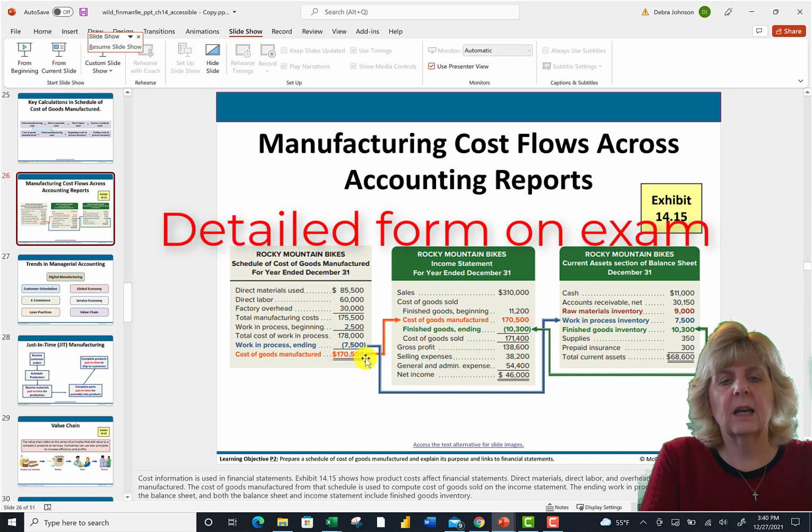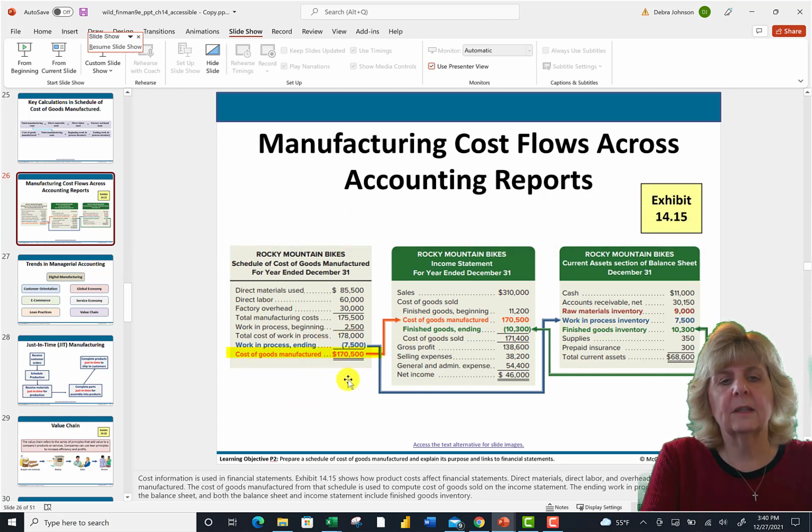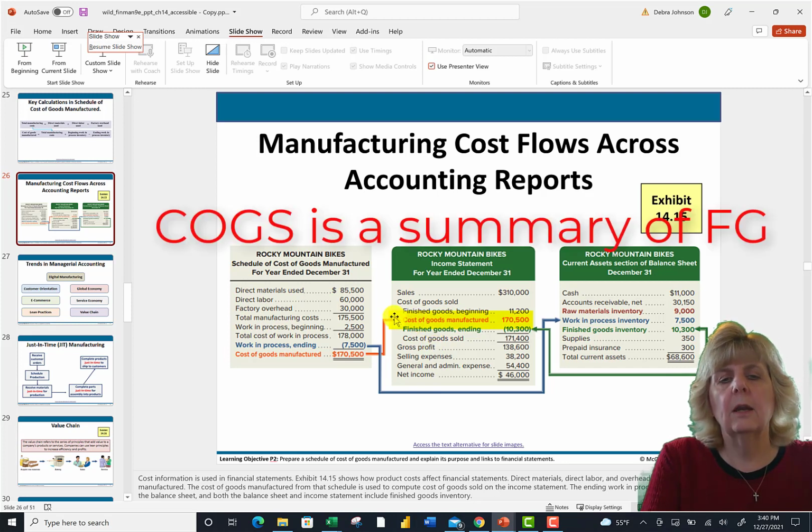You'll notice that the last line on the schedule of costs of goods manufactured transfers over to the income statement where cost of goods sold is computed. In the last class, we saw that the cost of goods sold was just a summary of the finished goods T account. Again, a picture is worth 1,000 words.